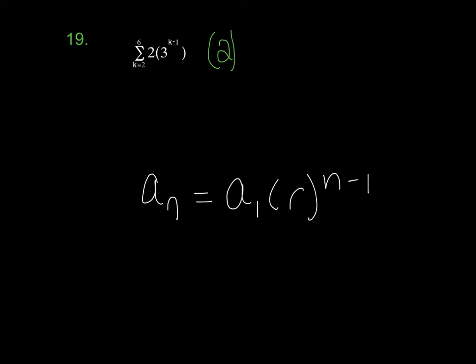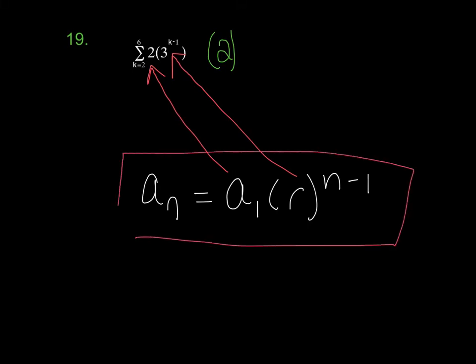And if you look at this, your a sub 1, let's do this in a different color so you can see, would be your 2. Your r would be your 3. And then your n minus 1 would be k minus 1. Okay, so that's the only logical one. If you look at the rest of them, they don't take this form down here of the general explicit formula for a geometric sequence.